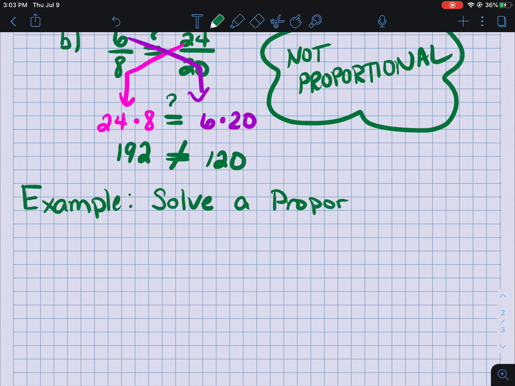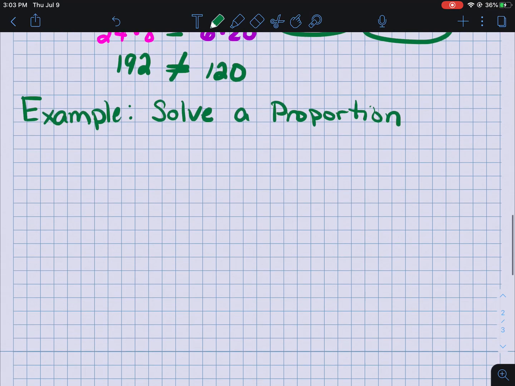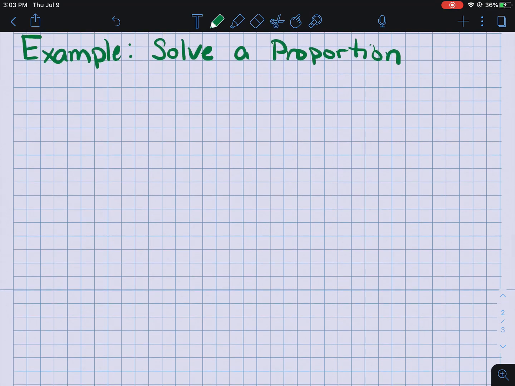Okay, and this is going to use all those steps we learned about solving equations. We're just going to add another step to it. So let's start with the first one. I'm saying that x over 15 is proportional to 24 over 16. If that's true, which I'm telling you it is, then I can use cross product to solve this problem.